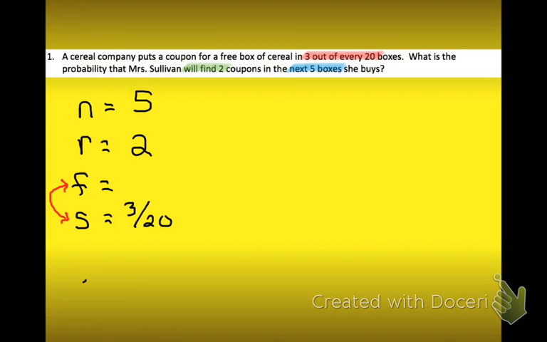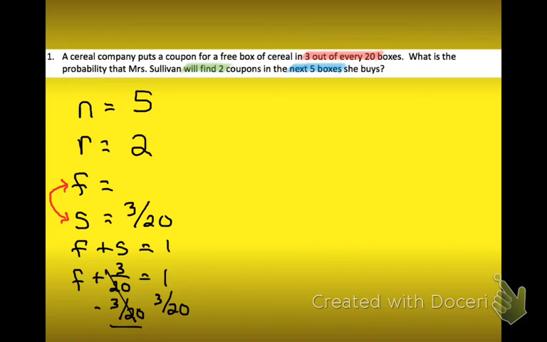So if you have your failure plus your success, it has to equal 1. So failure in this case plus 3 out of 20 equals 1. And to solve that equation, you would go ahead and subtract 3 over 20 from both sides. When you do that, these would cancel out, and you would end up with f equals 17 out of 20.